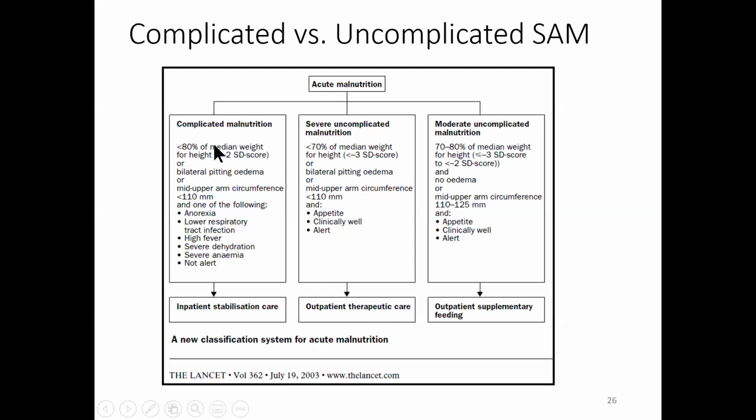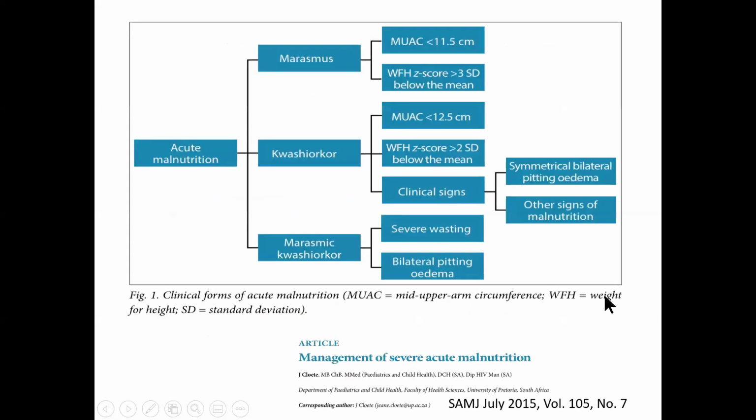So complicated malnutrition, their weight can be less than -3 standard deviation. They can have bilateral pitting edema. Their mid upper arm circumference will be less than 11. They may also have loss of appetite, and present with pneumonia, fever, dehydration, or severe anemia. Some will present to you unconscious. So those are the complicated ones. They would definitely require inpatient care.